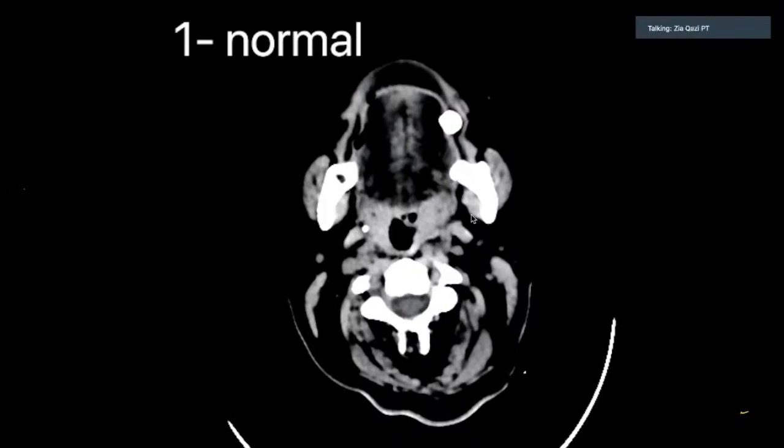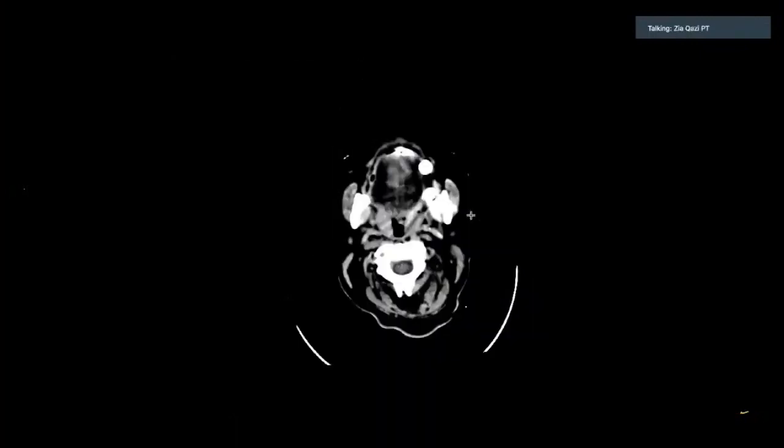Okay, we'll go just above. This is one section above. One section above, you can see the arch. You can still see the bifid spinous process of the C2. You can see the mandible.